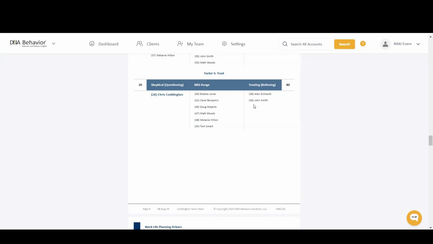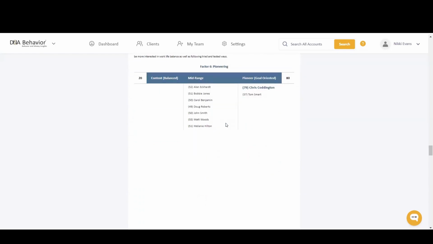Chris will ask very difficult questions. He will want to control information. He will want to make sure that he has as much detail as possible. He may have a hard time delegating decisions. He may have a hard time even delegating authority to John, where John is going to take things at face value more often. He's going to tend to give the benefit of the doubt and be a little bit more flexible about how he gets work done.